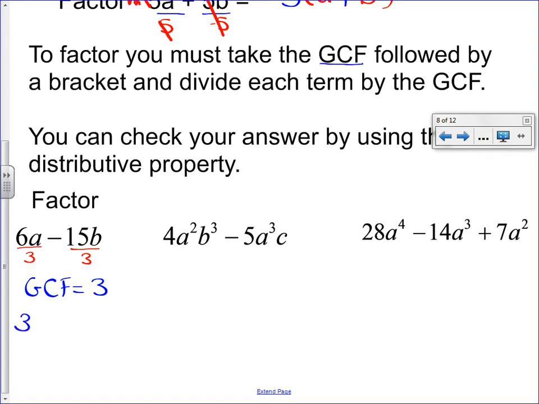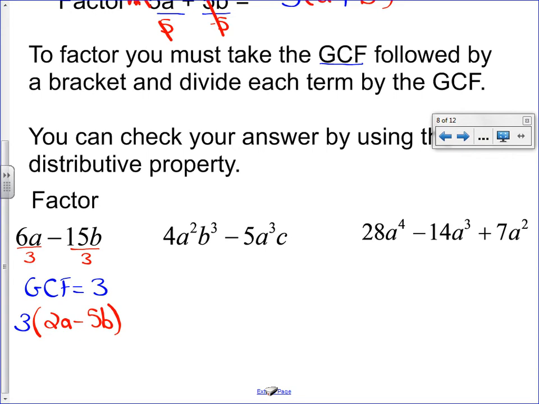So when I come up with my final answer, I take my greatest common factor, which is 3, followed by a bracket. So I'm going to write a bracket in here. And then what would I write on the inside of this bracket once I divide each term by 3? Nathan? 2a minus 5b. Does anyone have any questions about this? Does everyone remember this from last year?